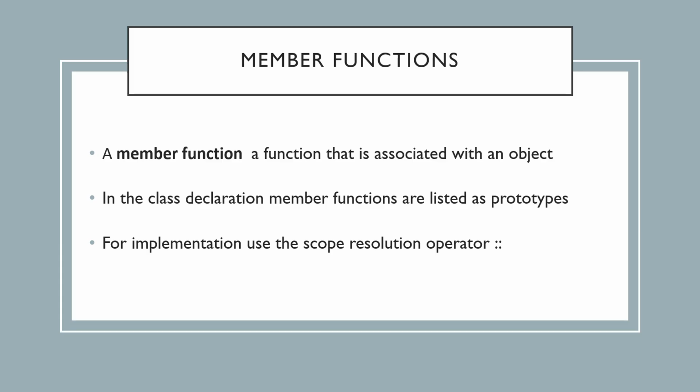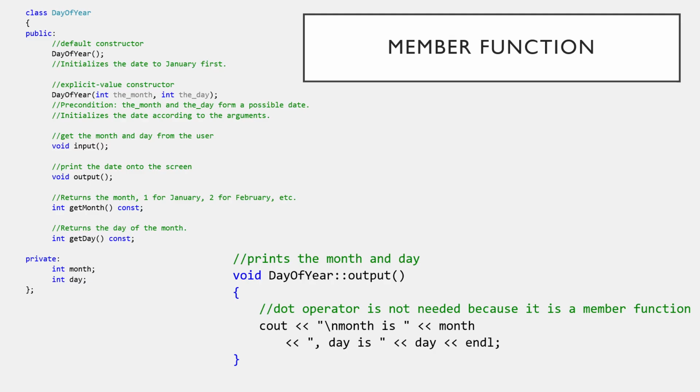Okay, a member function is a function that is associated with an object. You list them in the declaration as prototypes, just like I showed you, and for implementation, you would use the scope resolution operator. We've already done this, so this should be review for you. So here's an example. This would be a member function. So this would be in your .cpp.